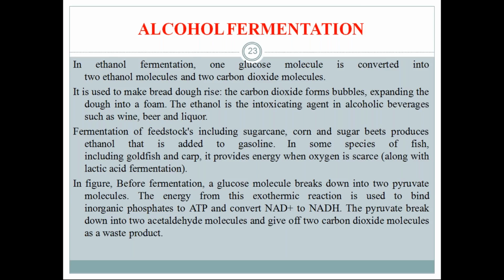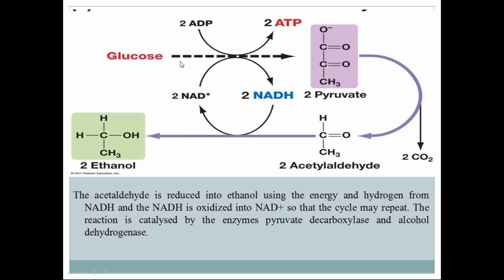Now we saw in the before slides, now see this figure. Glucose is converted into pyruvate, and ATP generation is there. This pyruvate gets converted to acetaldehyde, and the acetaldehyde gets converted to ethanol. This is the simple alcoholic fermentation where the alcohol fermentation occurs.